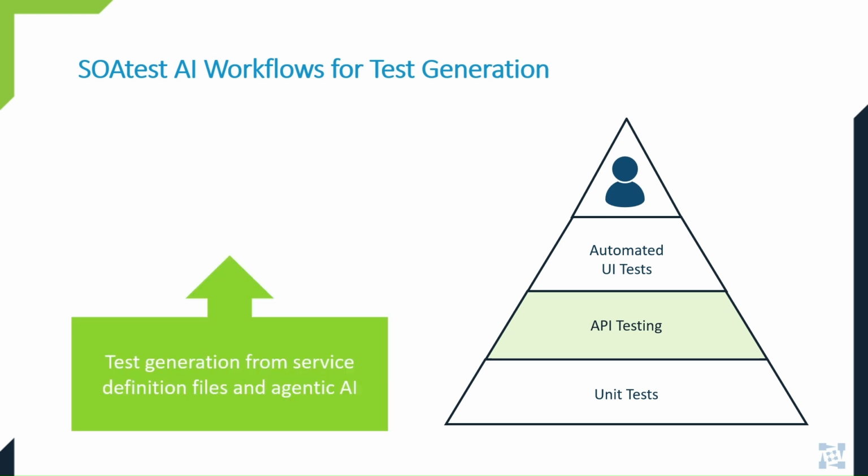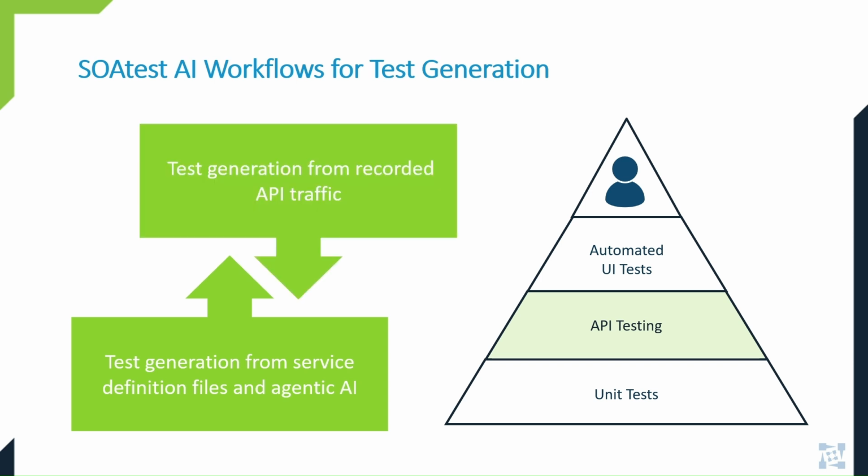First, we're going to examine a bottom-up approach to API testing, leveraging SOATest's agentic AI capabilities in its AI assistant. We call this a bottom-up approach simply because it's leveraging API specs like OpenAPI or Swagger files.